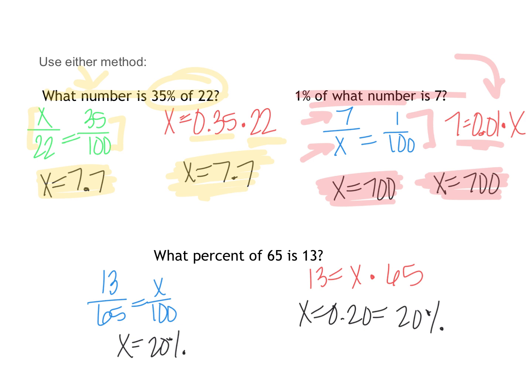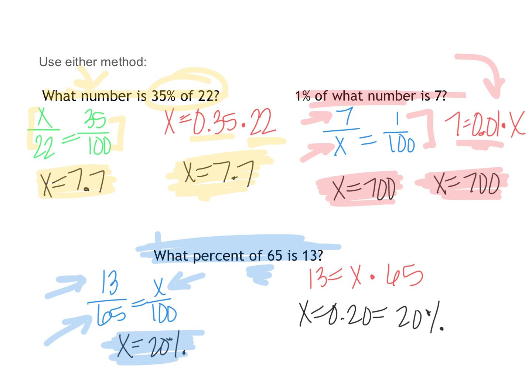And then we have what percent of 65 is 13. So is 13 tells me that 13 goes on the top. Of 65 tells me 65 goes on the bottom, because that's what I'm taking the percent of. What percent? I don't know, so that's my x. And then I'm going to multiply 13 times 100, divide it by 65, and I get x equals 20%. So 20% of 65 is 13.